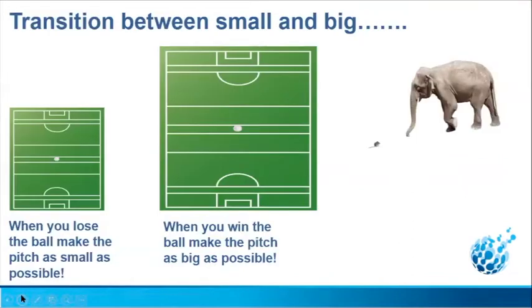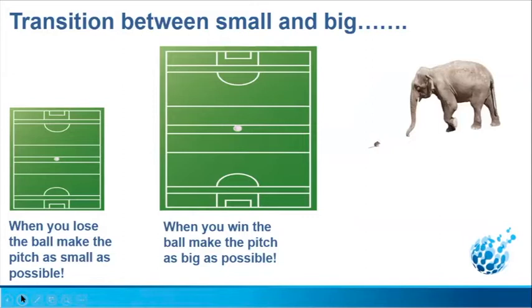So transitioning between big and small or small and big. Okay. Simple philosophy. When you lose the ball, you want to make the pitch as small as possible. And when you win the ball, you want to make the pitch as big as possible. So you're looking at that and you're probably thinking to yourself, well, what does that mean? The pitch is the same size and it's always going to be the same size. The pitch size is never going to change.